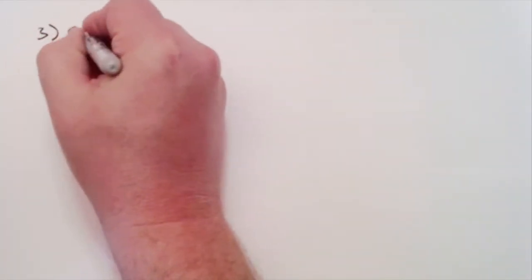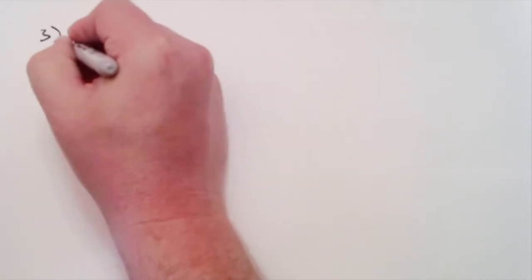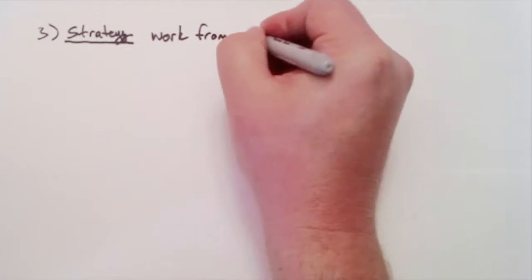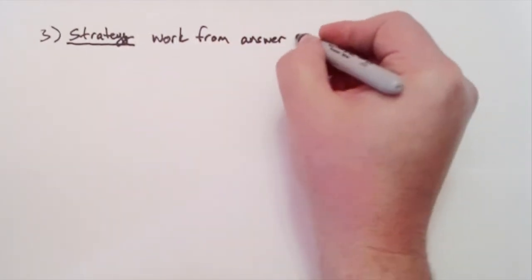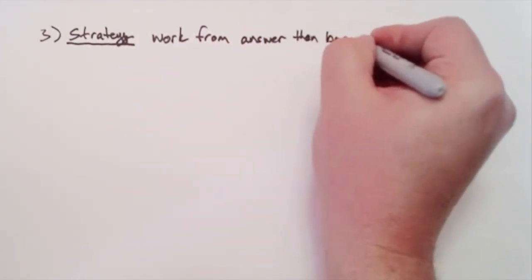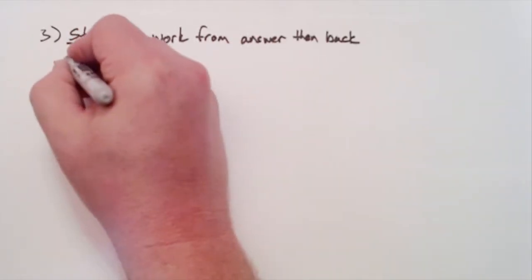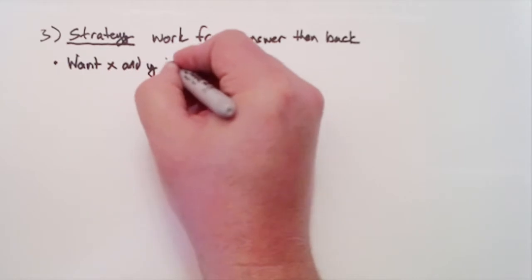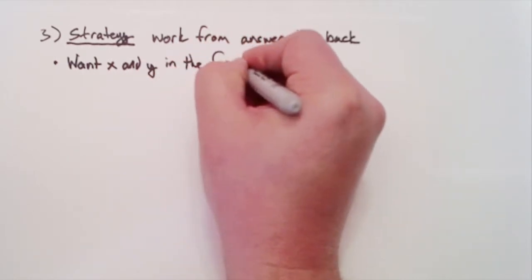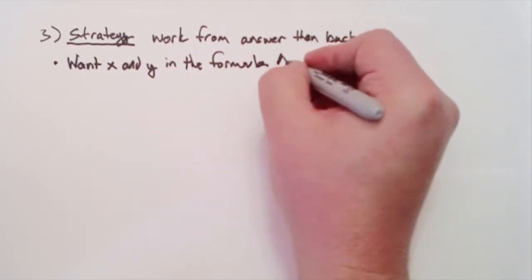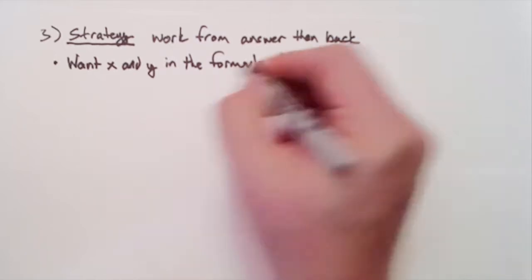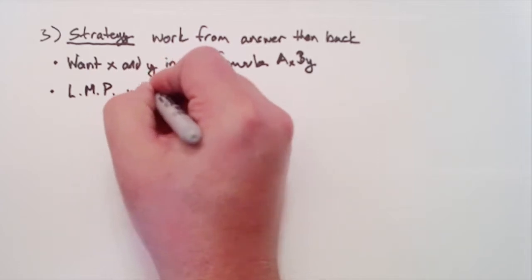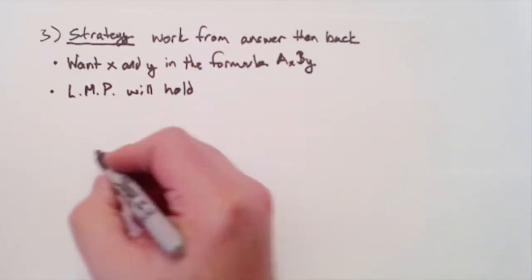In this problem, we're going to employ the same strategy we've been using in the past. Starting from the answer we want, we're going to determine knowns and unknowns until we only have knowns, and then work our way forwards. What we're looking to solve is the coefficients of x and y in the molecular formula AXBY. We know that the law of multiple proportions must hold. Therefore, x and y must be whole numbers.